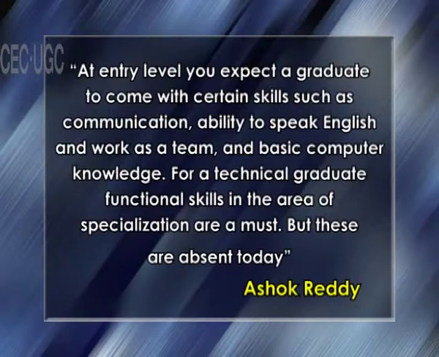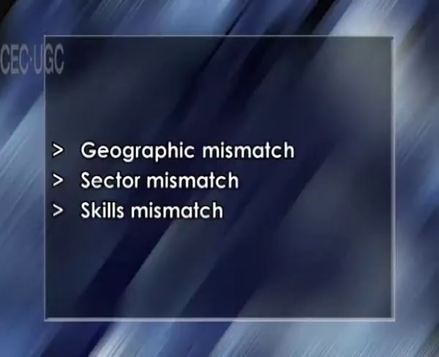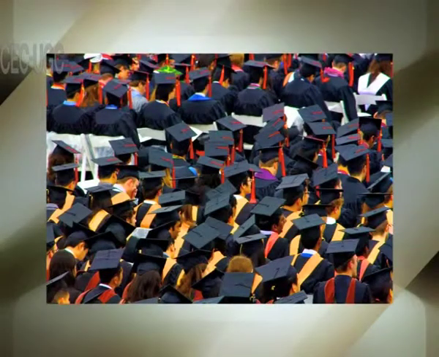At entry level, you expect a graduate to come with certain skills such as communication, ability to speak English and work as a team, and basic computer knowledge. For a technical graduate, functional skills in the area of specialization are a must, but these are absent today. The company refers to a geographic mismatch, a sector mismatch, and a skill mismatch in the country, which may be unnecessarily confining as many as 300 million people to low productivity jobs, among them many graduates.